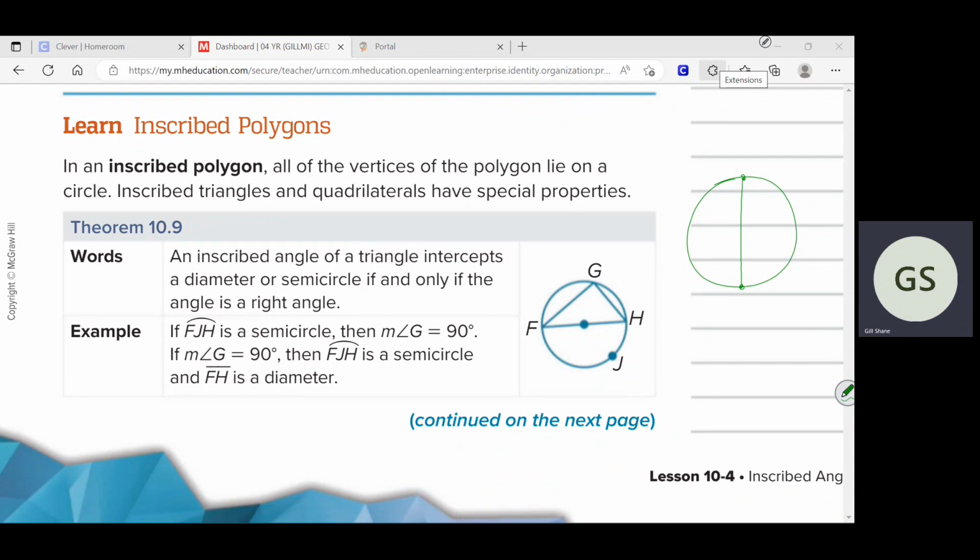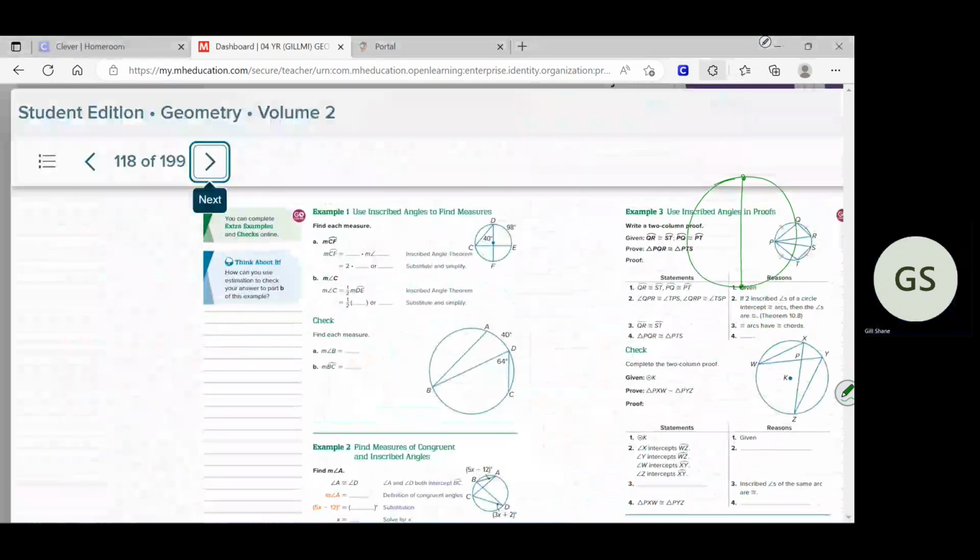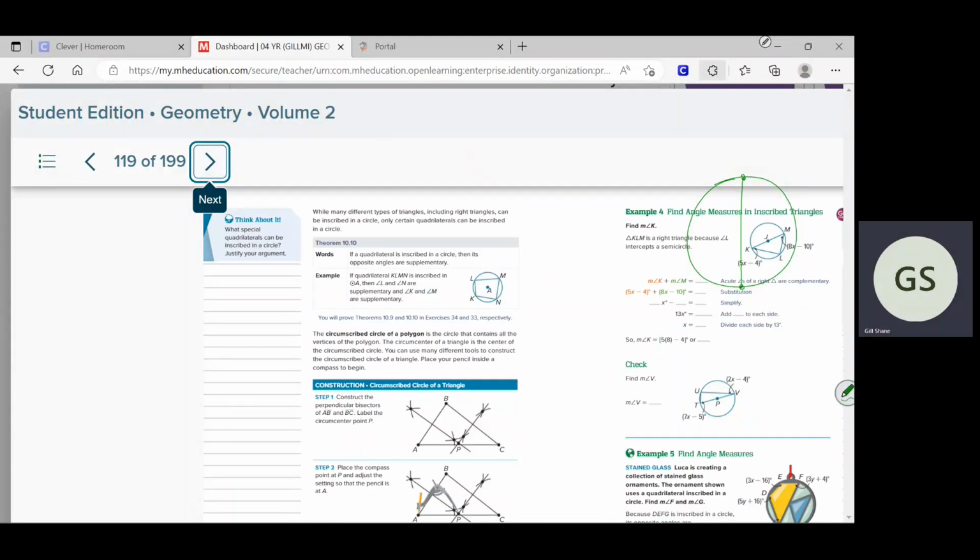Let me see, I'm not sure if there's a practice problem yet on that. Oh, here. Not yet. So here's the next one.